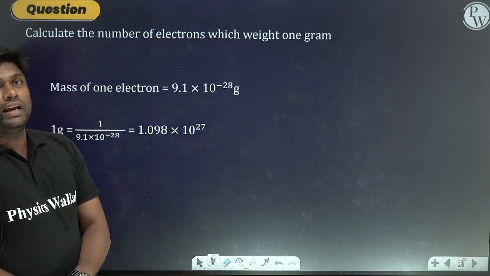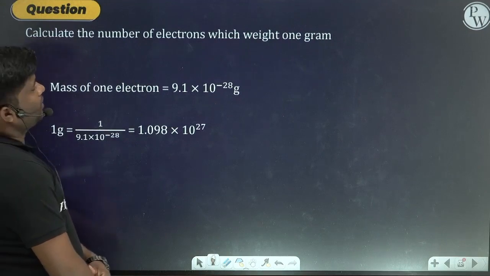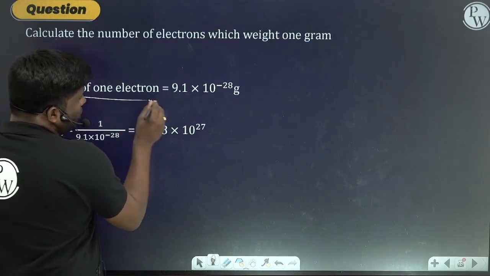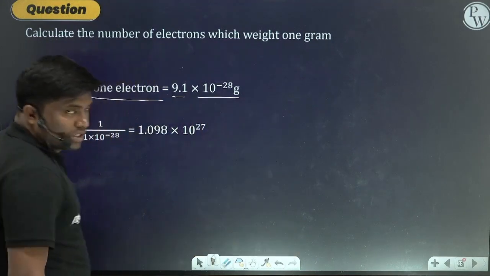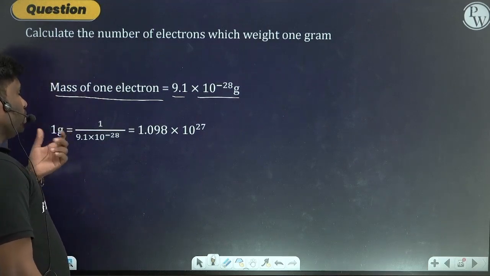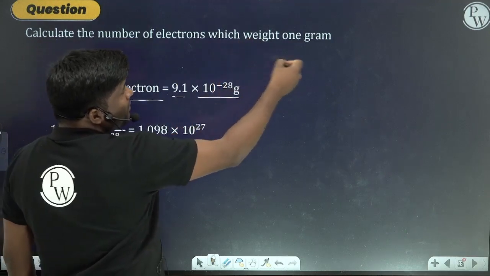Calculate the number of electrons which weigh 1 gram. And you know that the mass of 1 electron is how much? 9.1 into 10 to the power minus 28 grams, right? Yes. So he is asking, calculate the number of electrons which is having a weight of how many grams?